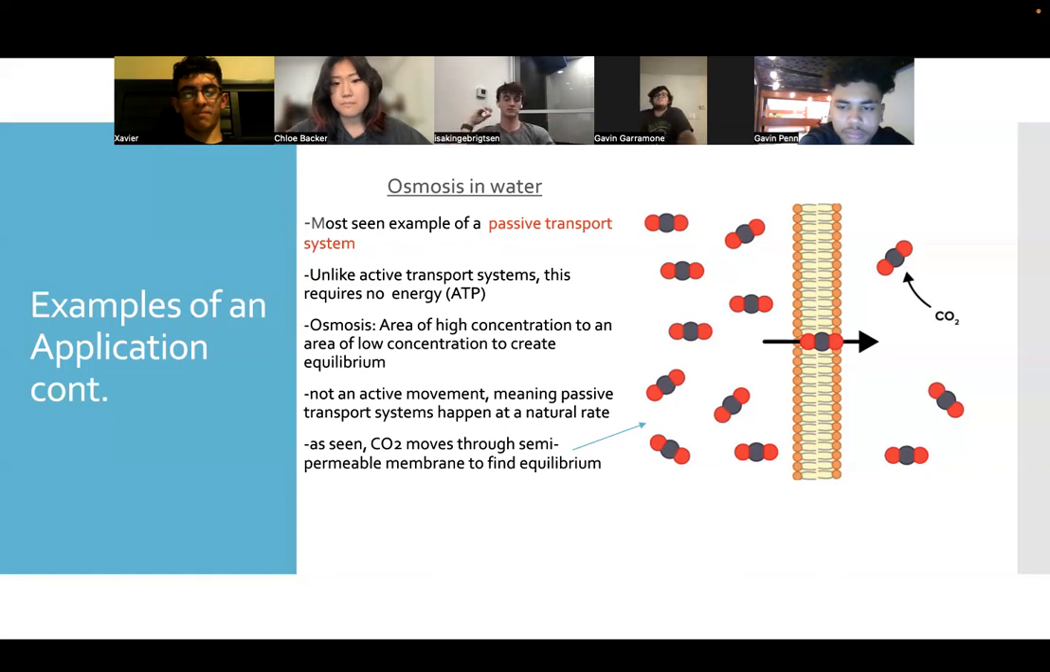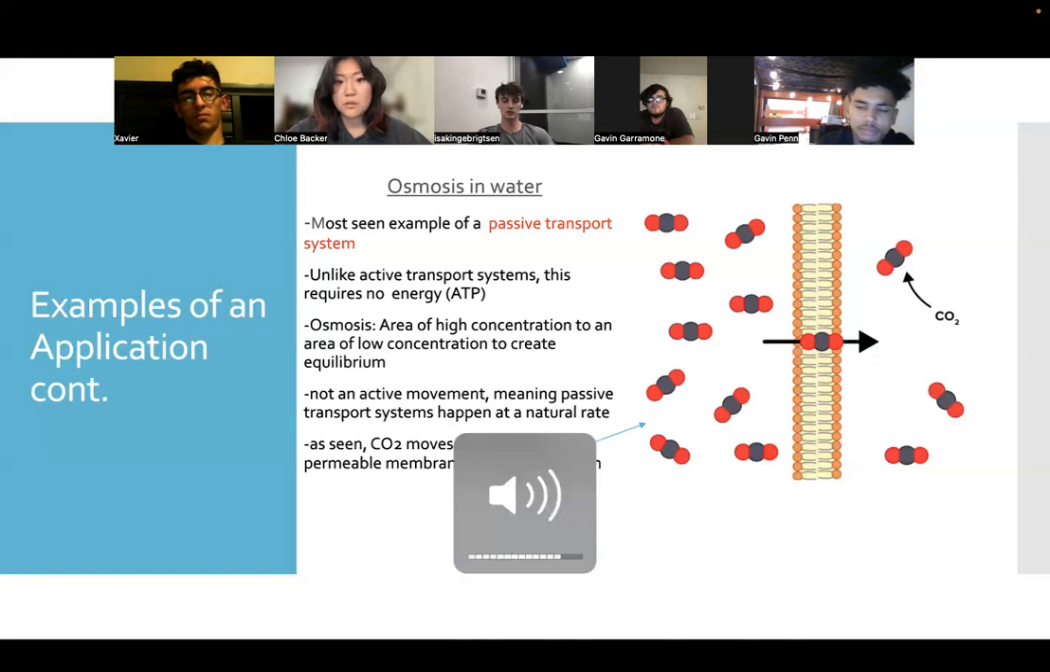This movement is passive, meaning that this transport system happens at a natural rate. No energy means no immediate change. This example shows a high concentration of carbon dioxide on the left side and a low concentration on the right. Passive transport means that the CO2 on the left side wants to move to the right side in order to have an equal amount of carbon dioxide on both sides. Passive transport has no stages, and unlike active transport, happens at no particular rate.